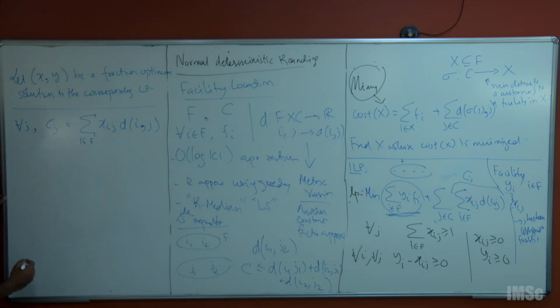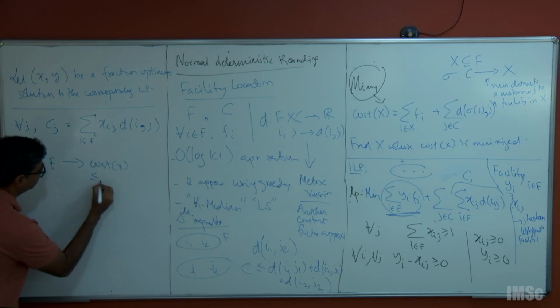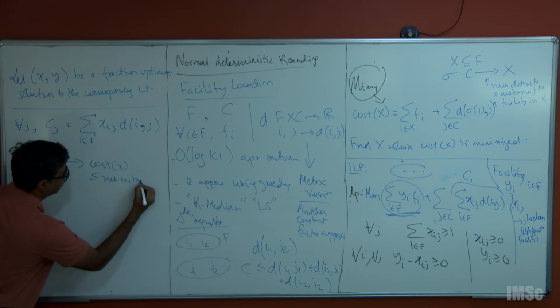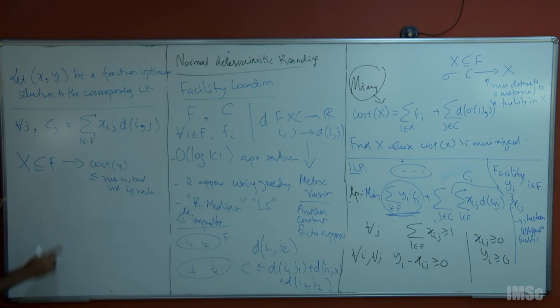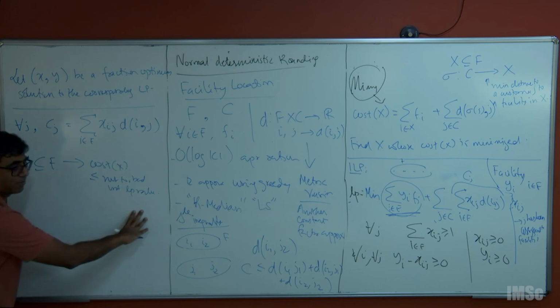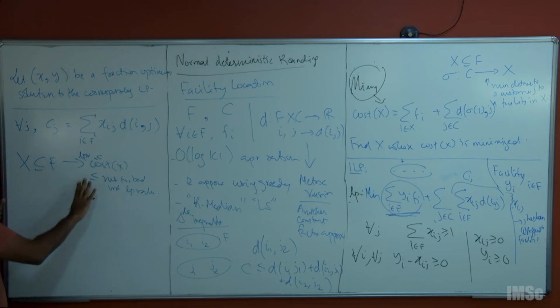Given x and y, basically with the help of x and y, I have to come up with some subset X of F such that the cost of X is not too bad with respect to the LP value, right? This is what I'm saying: the cost of X is at most alpha times my LP value, and at least the LP value. So we'll get an alpha-approximation algorithm.